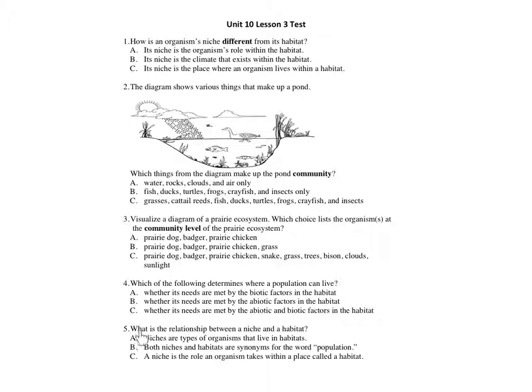Number 5. What is the relationship between a niche and a habitat? A. Niches are types of organisms that live in habitats. B. Both niches and habitats are synonyms for the word population. C. A niche is the role an organism takes within a place called a habitat.